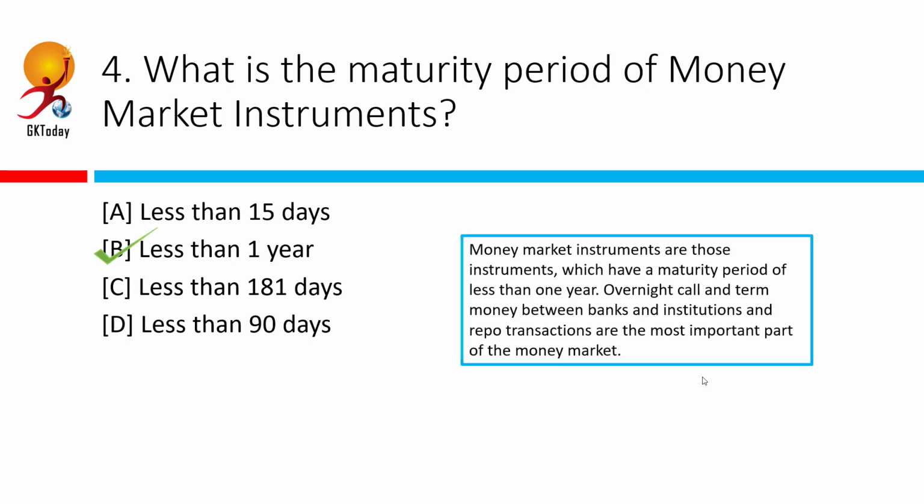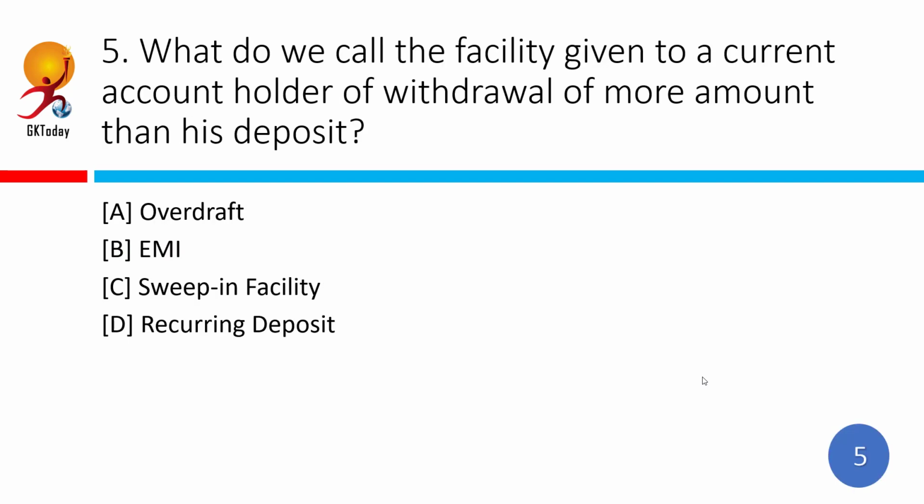Correct answer is less than 1 year. As we learned in the beginning, money market instruments are those which have a period less than 1 year. That is, it includes stuff like call money, which is an overnight call, and then there is term money, which is between banks and institutions, and repo transactions as well, which is in fact one of the most important parts of the money market. What do we call the facility given to a current account holder of withdrawal of more amount than his deposit?